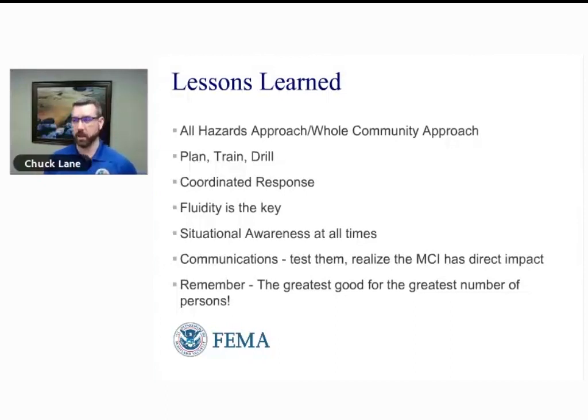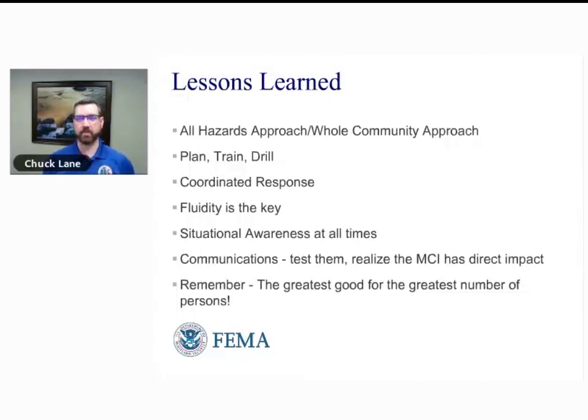Fluidity. Years ago, I was told by somebody the phrase semper Gumby, okay? Always flexible. The situation is going to constantly change, and you have to be able to constantly change with it. It's one of the reasons that planning and drilling and exercise and training can be tricky. You want to work within that framework, within that guideline, but you also have to be able to change when the situation demands it. And that requires situational awareness. At all times, you have to be aware of what's going on.